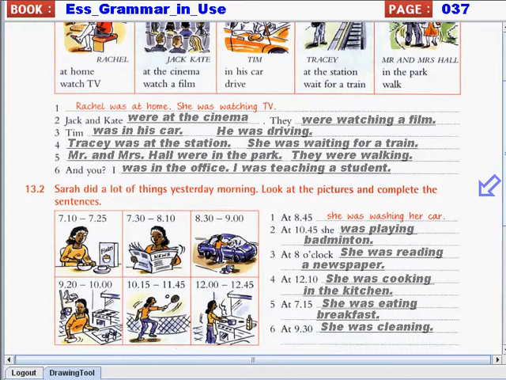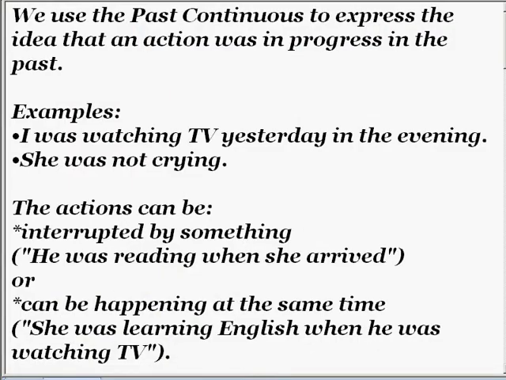Very good, students. Did you understand the exercise that we did today? So, students, remember, again, we use the past continuous tense to express the idea that an action was in progress in the past. So that means an action happened in the past, but during that specific time, that action was ongoing or was in progress and not yet finished. That's why we have to use the past continuous tense.